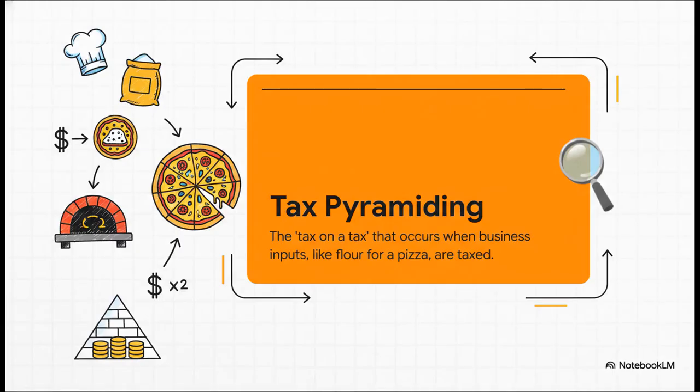And oh, it gets even messier with this thing called tax pyramiding. Just imagine a local pizzeria. Okay, so the state puts a sales tax on the flour the baker buys to make the dough. That tax cost gets baked literally right into the price of the pizza. Then, when you come along and buy that pizza, you get charged sales tax on the entire price, which includes that hidden tax on the flour. So you're basically being taxed on a tax. As you can imagine, most economists agree this is super inefficient and it just distorts the market.